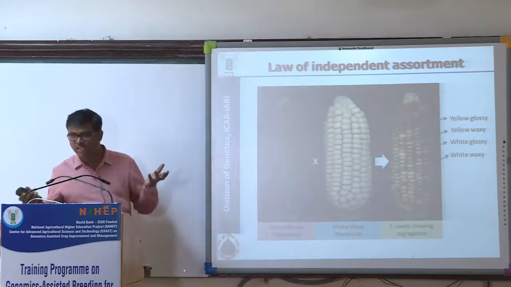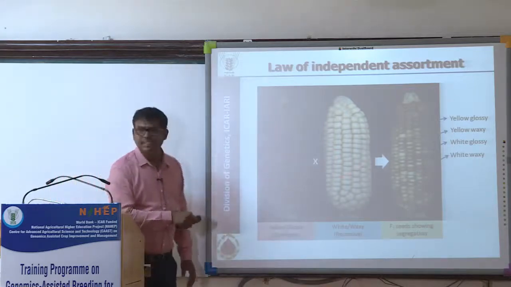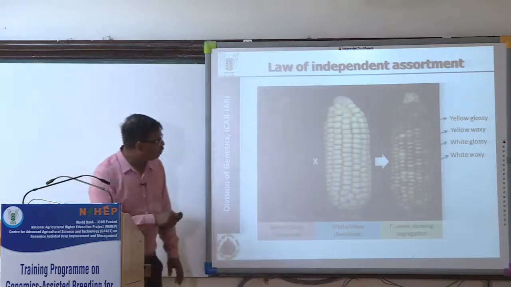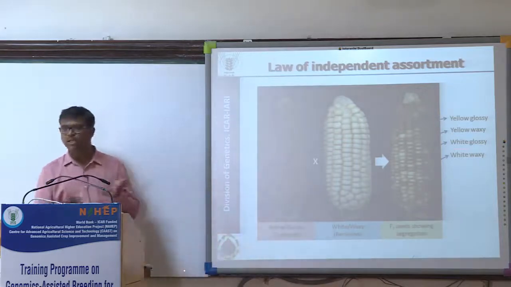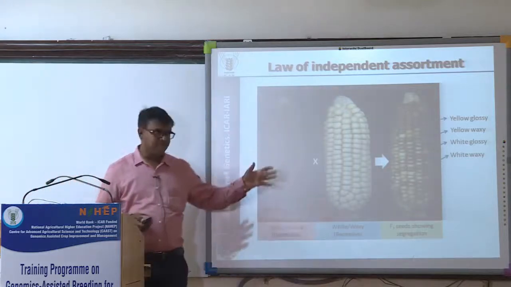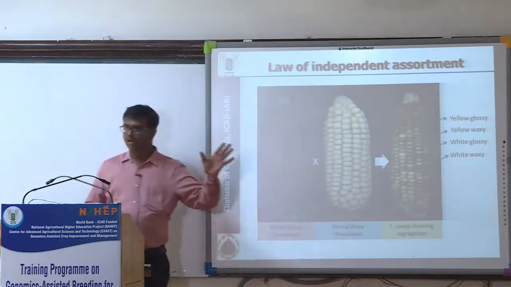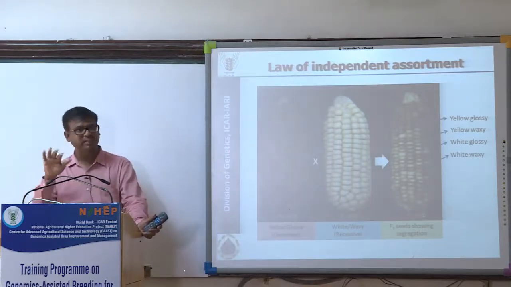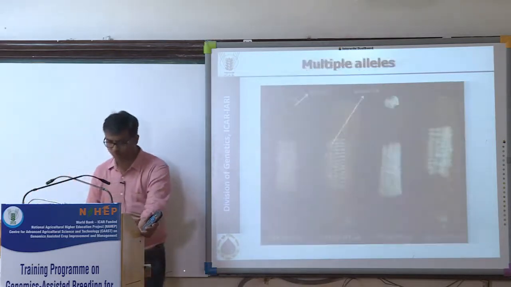Right, because two genes: your waxy gene is present on chromosome 9, and the gene for yellowness is present on another chromosome. So it is independently segregating. With this we can also explain Mendel's second law of independent assortment, that two genes are segregating independent of each other, and the ratio is 9:3:3:1.